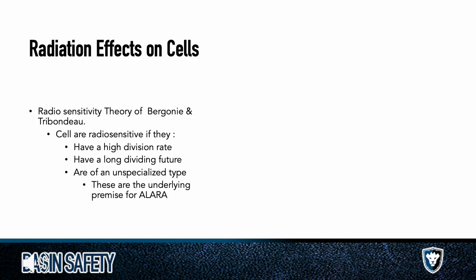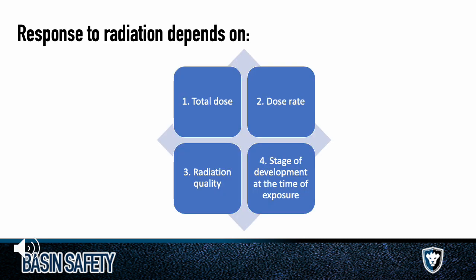And this is how radiation will affect your cells. So the radiosensitivity theory of Bergonié and Tribondeau, very hard words to pronounce. Cells are radiosensitive if they have a high division rate, have a long dividing future, or are of an unspecialized type. These are the underlying premises for ALARA. The typical response to radiation depends on the total dose, the dose rate, the radiation quality, and the stage of development at the time of your exposure.